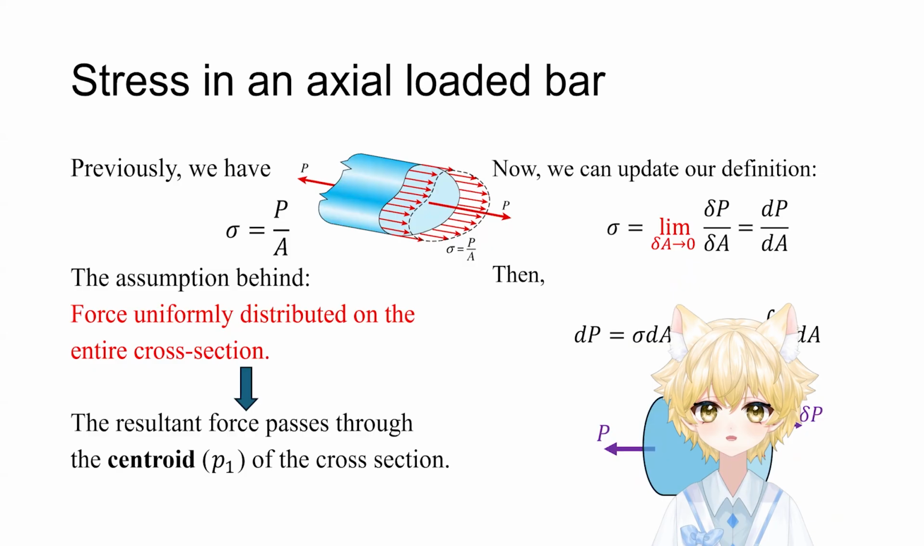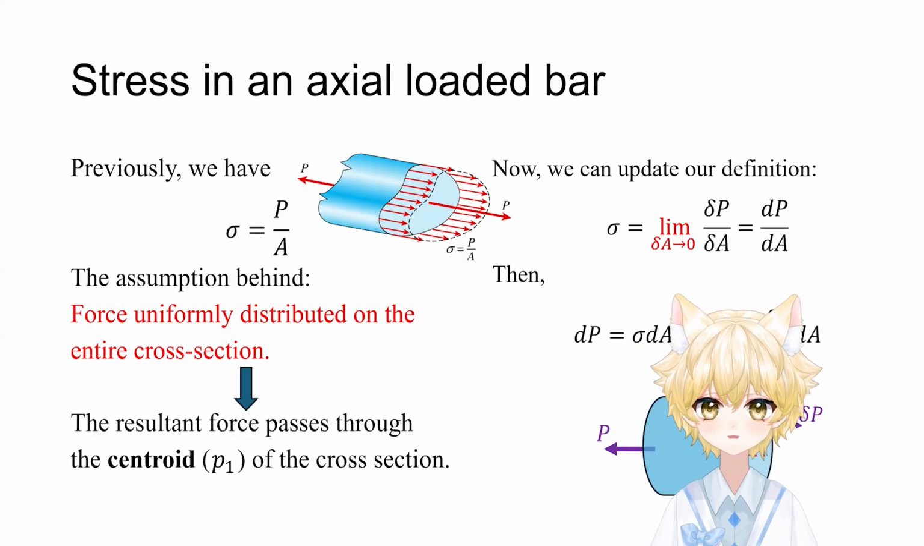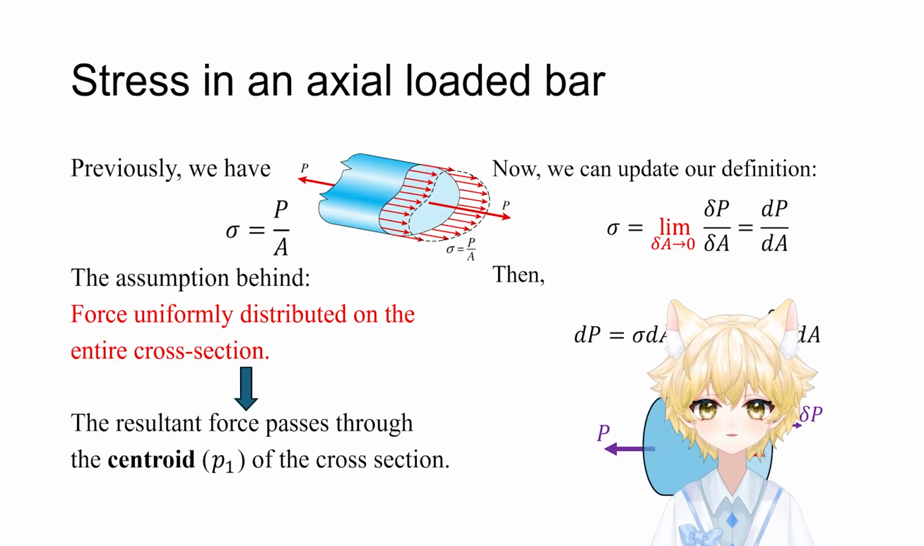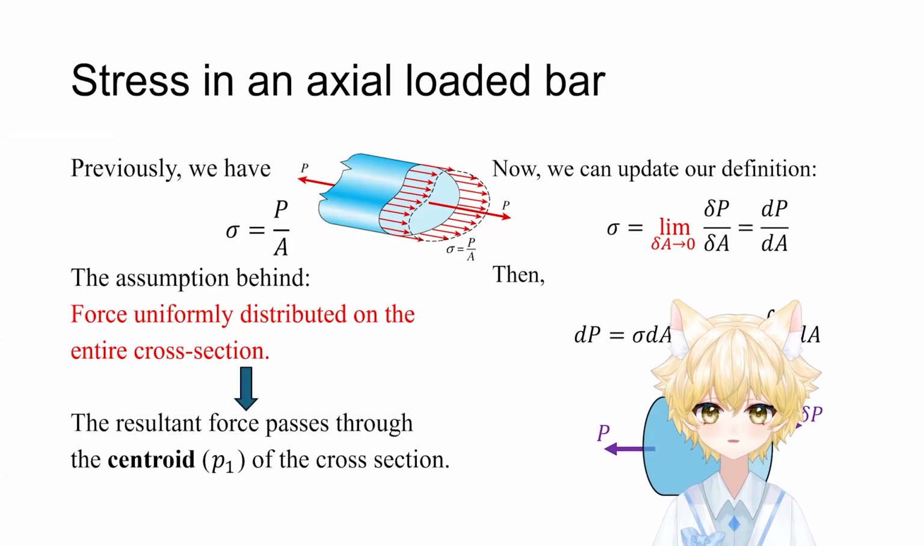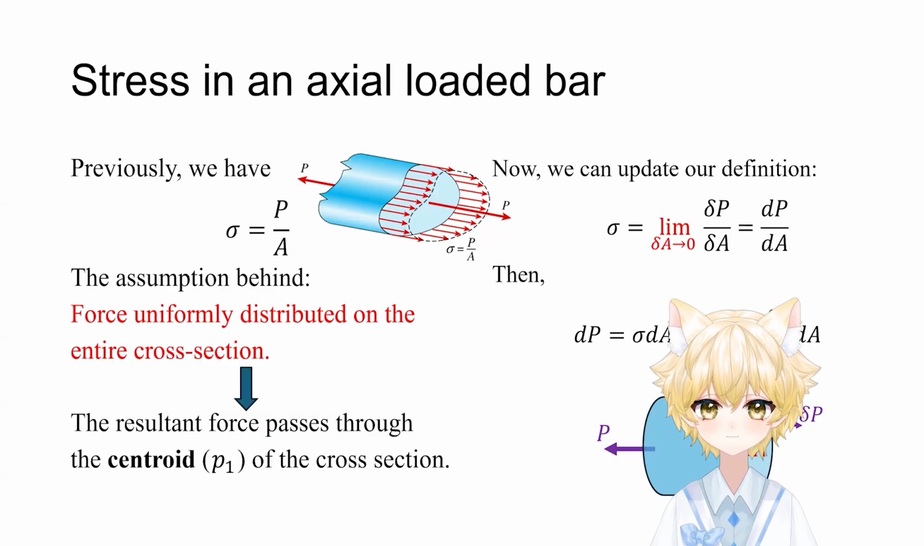However, in the real world, stress is rarely perfectly uniform. It varies from point to point. So we need to update our definition to be more precise using calculus. Instead of looking at the whole area A, we look at a tiny differential area element, delta A. Right? This delta means infinitesimal. The force acting on that tiny spot is delta P, which is actually an infinitesimal force.